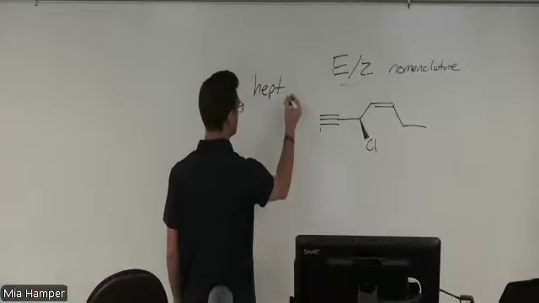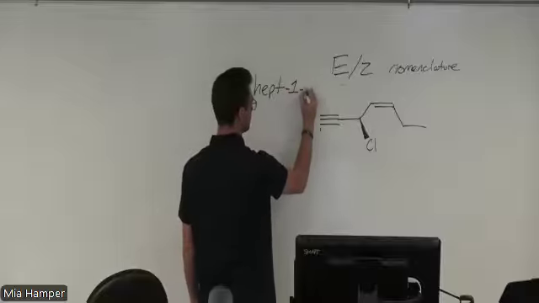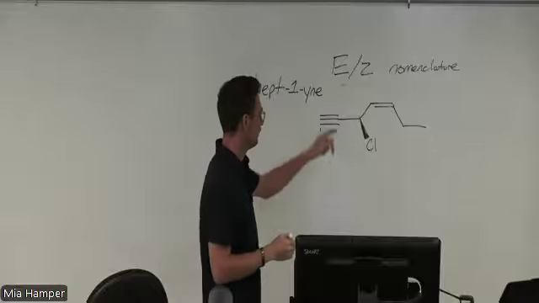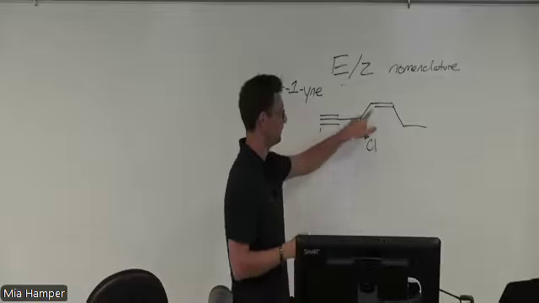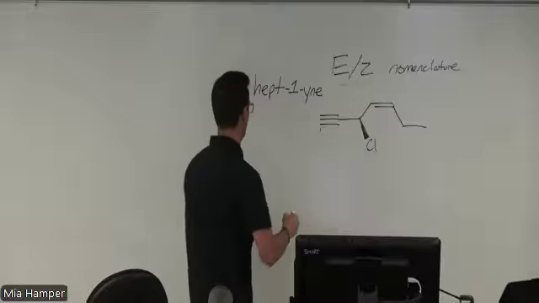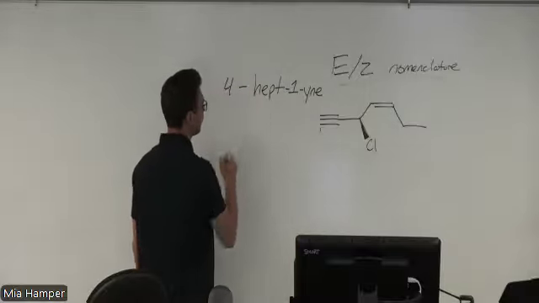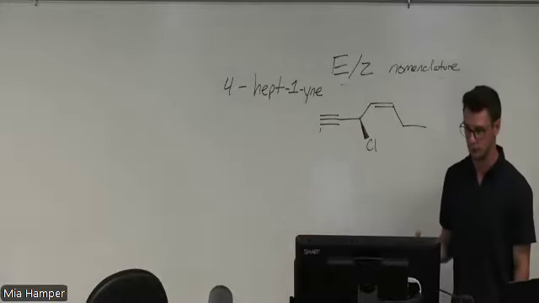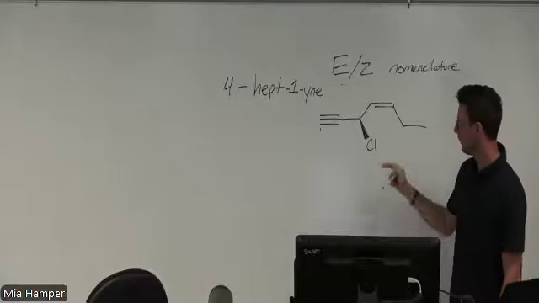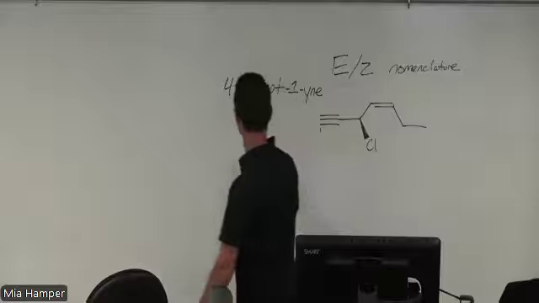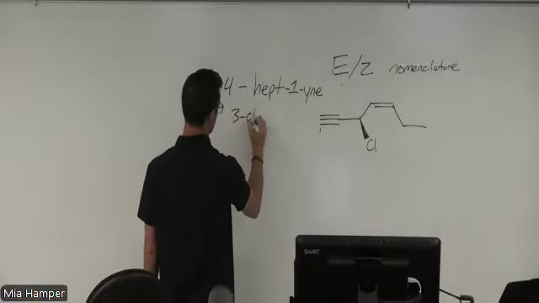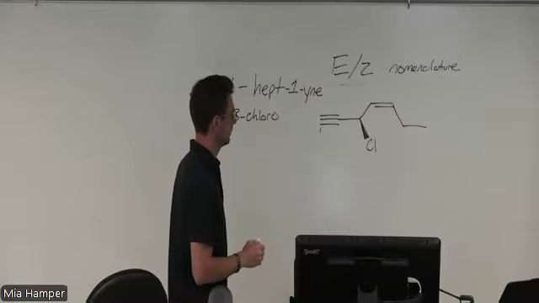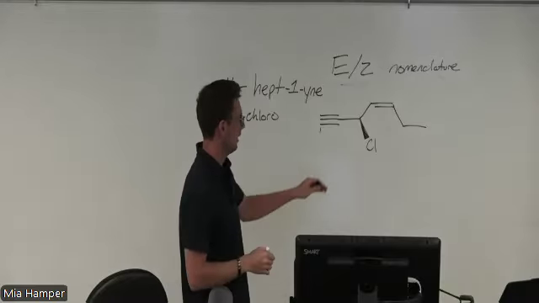All right, so hept-1-yne. And our double bond is occurring on the 1, 2, 3, 4th carbon. So we're going to have 4-hept-1-yne as our parent molecule. We also have a 3-chloro. And we have our double bond.